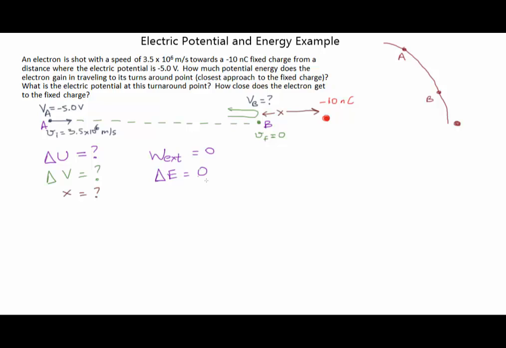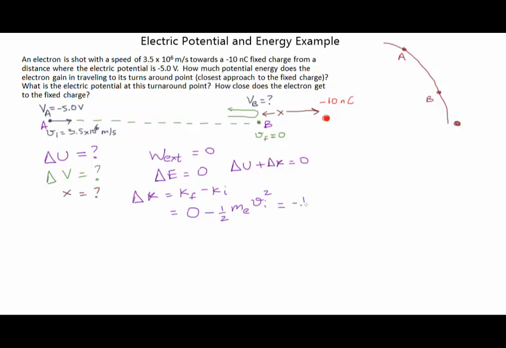Total energy change is 0, which translates to potential energy change plus kinetic energy change is 0. So if I can get kinetic energy change, I can immediately get potential energy change from that. How do I get kinetic energy change? That's simply final kinetic energy minus initial kinetic energy. In this case, the final kinetic energy is 0 because it comes to a momentary stop. The initial kinetic energy is 1/2 mass of the electron times the initial speed squared. Kinetic energy is 1/2 mv squared.